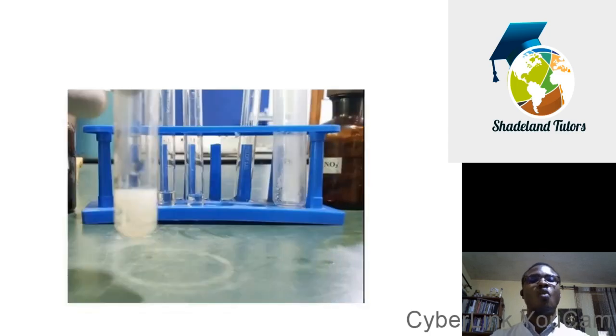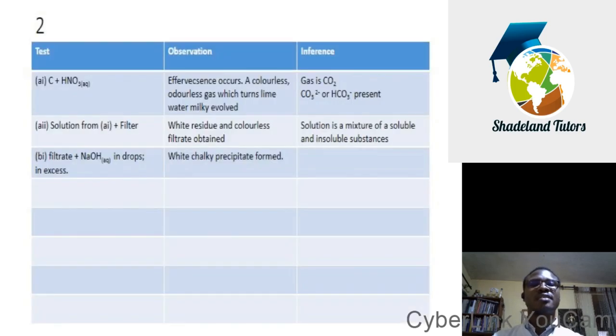You will see a white precipitate. Again, I'm going to advise that you avoid the use of abbreviations by all means. Abbreviations make you look unserious. So precipitate should be written fully, okay, as against PPT. All right, so a white precipitate would be formed. So what do we write there? We say a white chalky precipitate is formed.